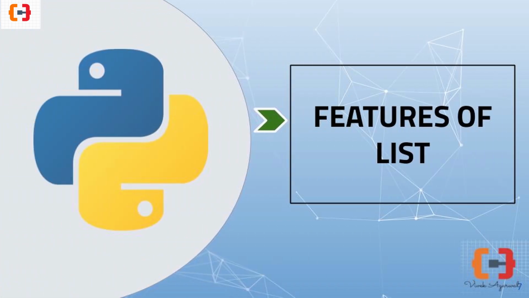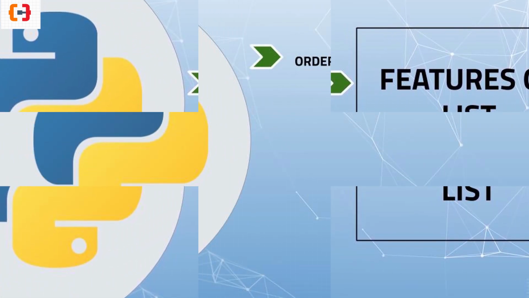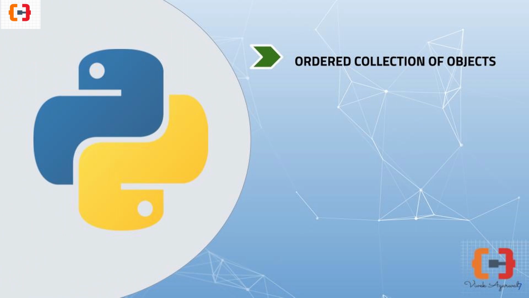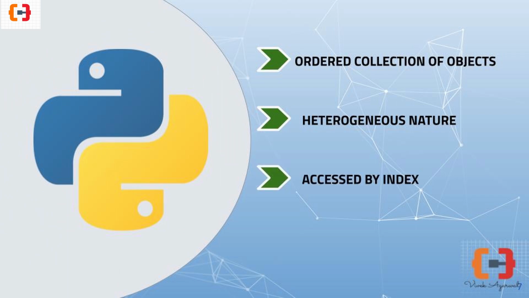So let me give you some important features of a list. A list is an ordered collection of objects. It can contain arbitrary objects, which means it is heterogeneous in nature. A list can be accessed by index and can be nested to arbitrary depth. Lists are mutable and dynamic. Today in this tutorial we will discuss these features in detail with examples.